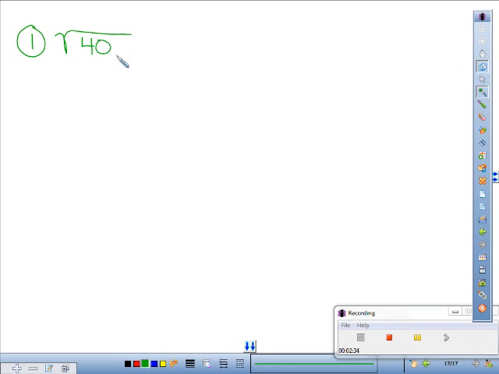We are going to do the square root of 40 instead. Now, if you look at your numbers that are perfect squares, 40 is not one of them. If you put 40 in your calculator right now and press the square root button, somebody raise your hand and tell me what you get.